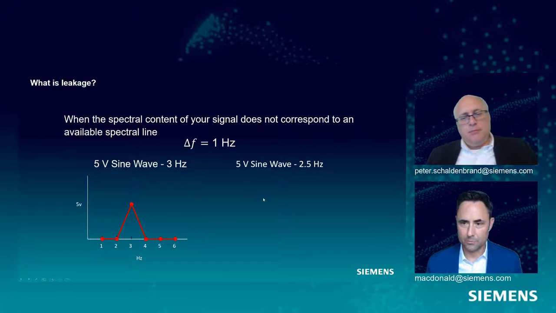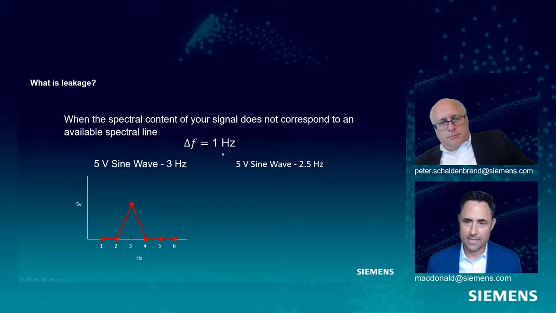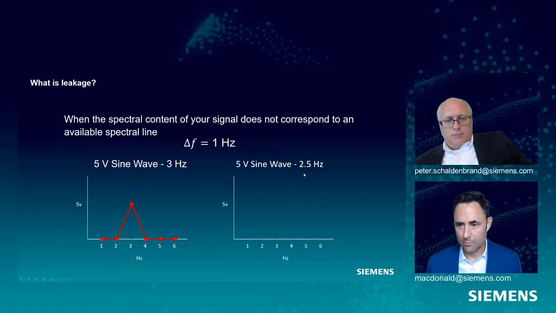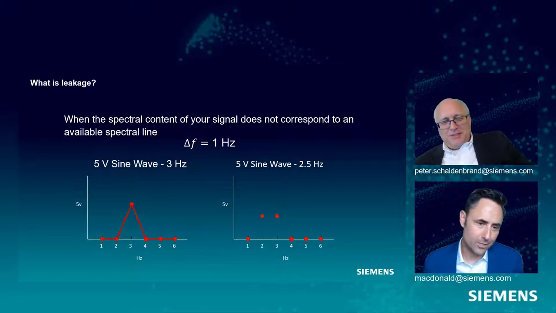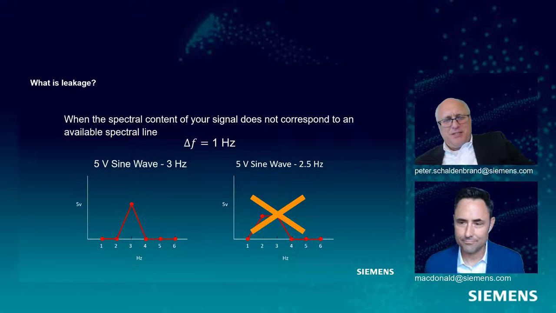What if I then told Pete with his 1 hertz delta F to go measure a 2.5 hertz sine wave? What is he going to do? Well, we don't have a spectral line at 2.5 hertz, right? So it just disappears, right? No, it's going to get nicely, evenly divided between the 2 and the 3, right? And so we're always going to know that it was exactly 2.5 because these are exactly half, right? Wouldn't that be like 2.5 at 2 and 3? It's not quite right. Ultimately, it's not what happens.